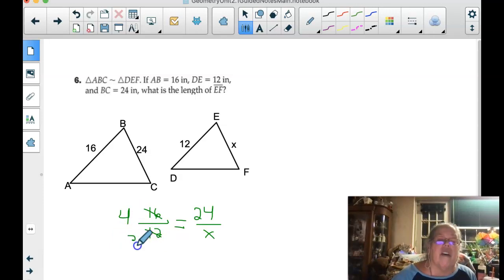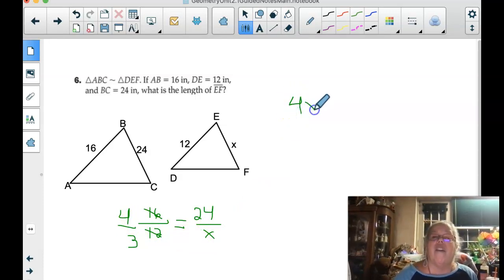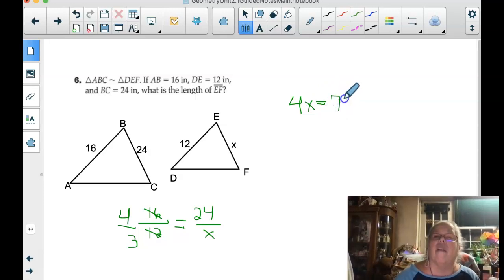3. Okay? So now I basically can use the fraction 4/3. So I have 4x equals 72. Okay, I'm going to come up here for a second. 4x equals 72. What am I going to do next? Divide by 4. Correct. Okay? Divide by 4, divide by 4.